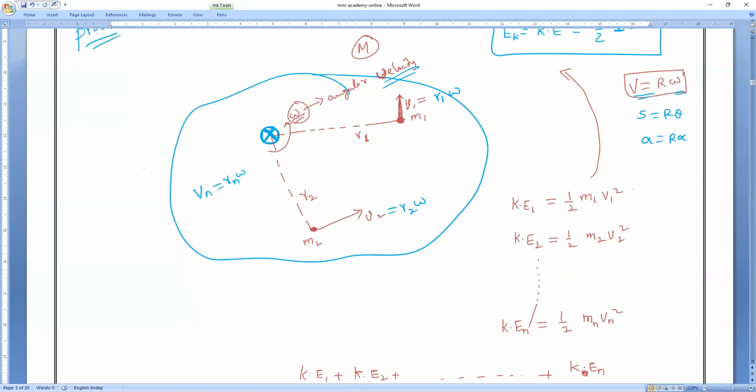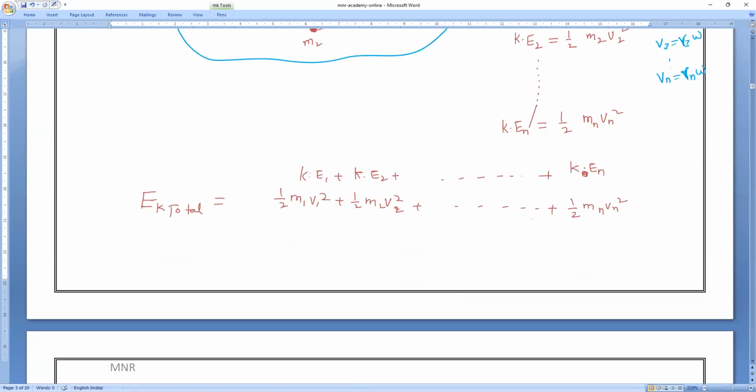So everywhere, what is that v? v1 is equal to r1 into omega. v2 is equal to r2 into omega. v3 is equal to r3 into omega. In the same way, vn is equal to what, everybody? vn is equal to rn into omega. Are you clear, everybody?